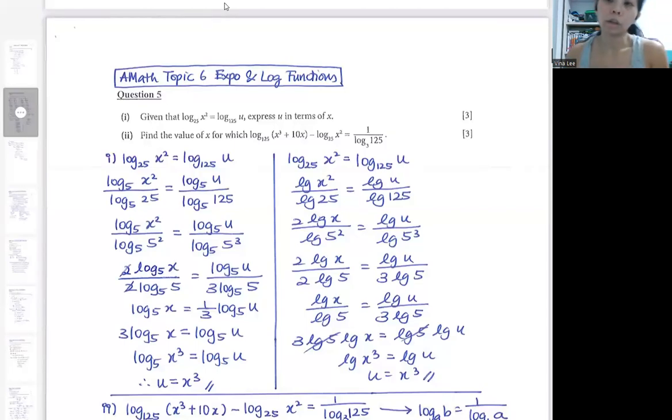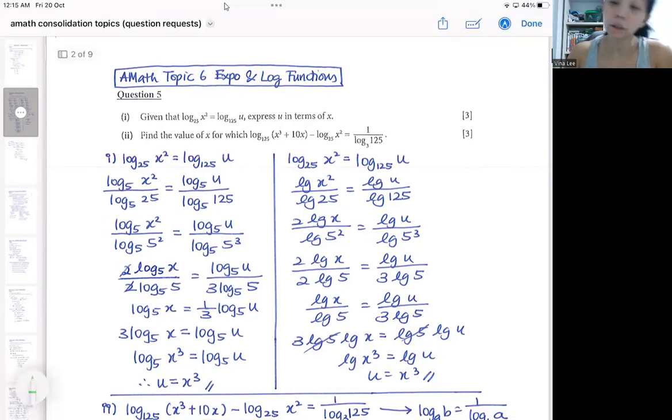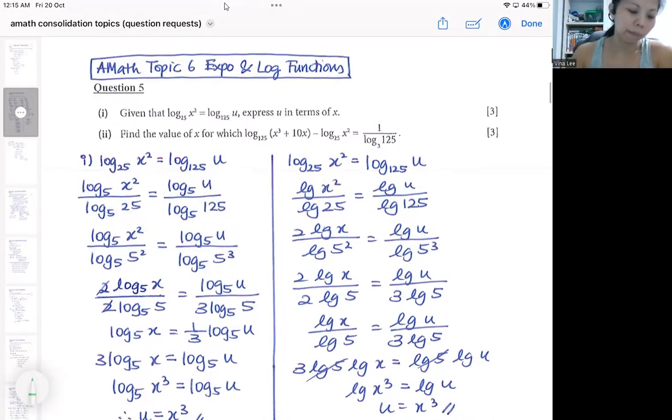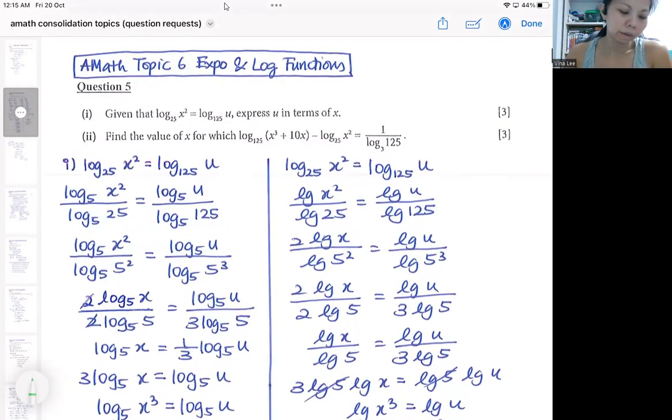Okay, for this question on logarithm, it relies a lot on the change of base. And for the first part, it's a similar question to one of the Daniel series format. If you look at the first part, they give you a log equal to a log. Two of them have different base. And the question is for you to express u in terms of x.